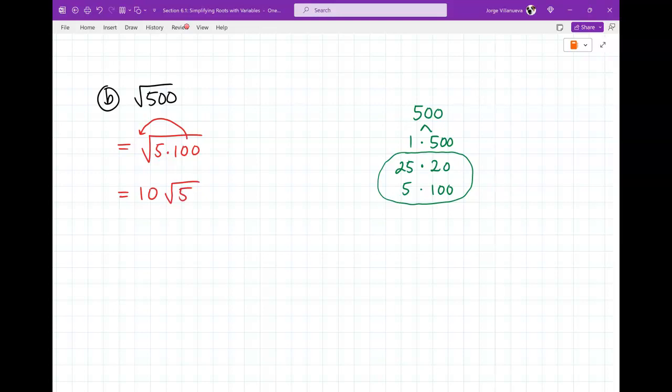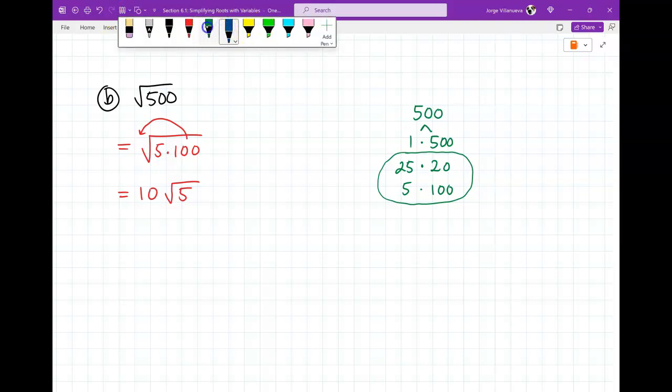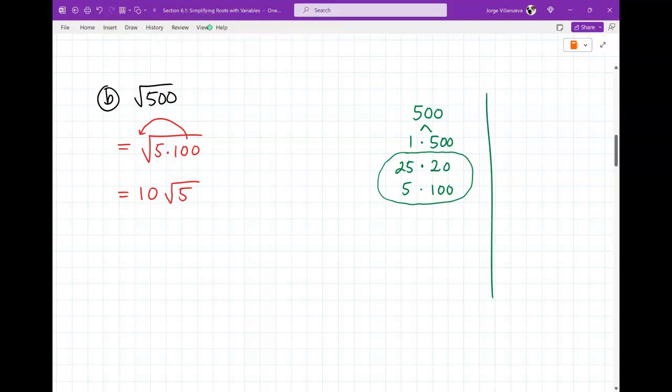Okay? Let me show you what happens if we pick 25 and 20. I'm going to do it over here on the side where all the scratch work is, okay? So what happens if I pick 25 and 20? Well, the 25 goes out, right? So that becomes 5 radical 20. There is no square root of 20, but I can break down 20 into 2 numbers that multiply to 20, one of them having a square root. I told you guys that would be 4 times 5, right?